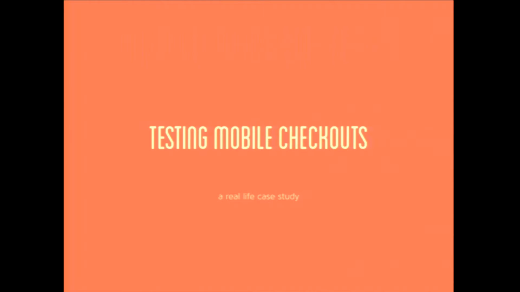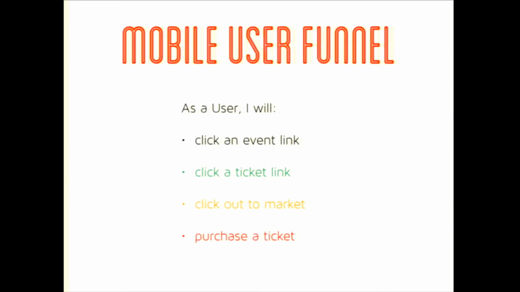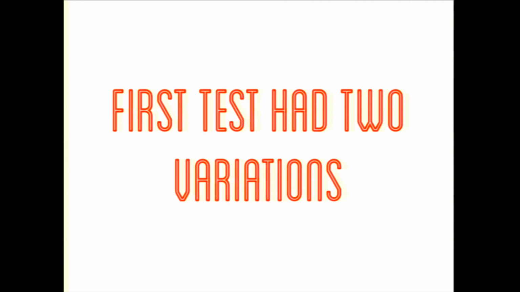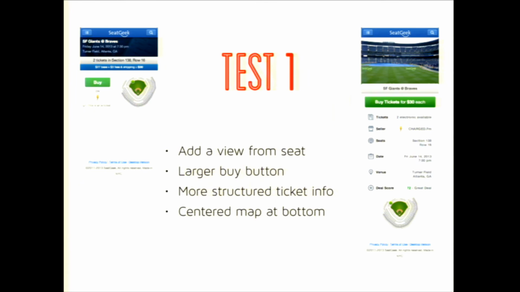So now I'll go through an actual case study that we had. We have our mobile website. It's all JavaScript. It's great. If you're a user, you click on an event, click on a ticket, click out to a market, and then you purchase a ticket. That's our user flow, right? So our first test had actually 2 variations, and I showed you them before. The old is something I designed on the left, and the new is something our designer made.